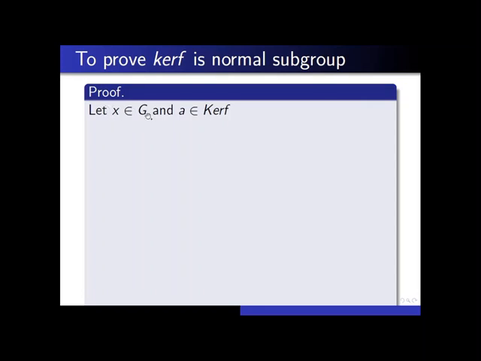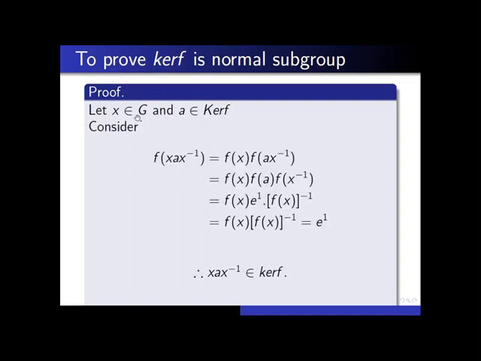ఇక్కడ మనం X belongs to G తీసుకుంటున్నాం and H బదులుగా A తీసుకుంటున్నాం. ఎందుకంటే ఆల్రెడీ మనం డిఫైన్ చేసాం కదా A, B belongs to kernel F. So we are taking A in kernel F. Now our aim is to prove X A X inverse belongs to kernel F. So ఈ X A X inverse belongs to kernel F అని ప్రూవ్ చేయాలి.